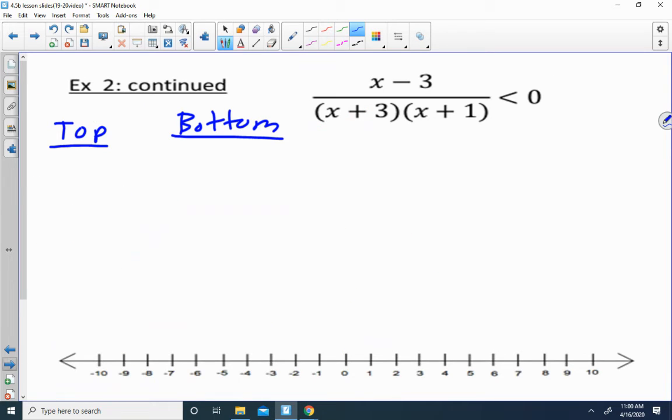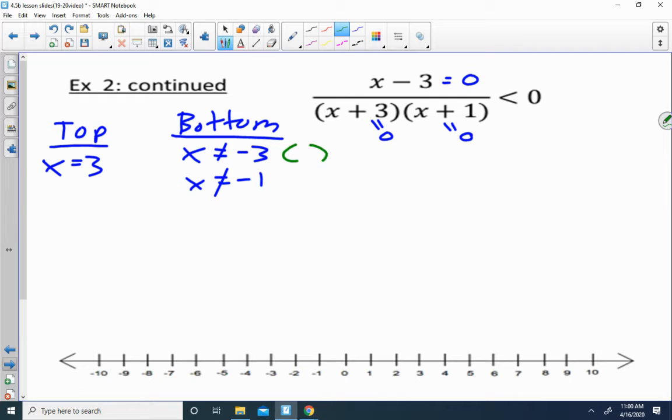Sorry about that. Okay, so the top equal to 0. That's going to give you x equals 3. For the bottom, you got two parts that need to be set equal to 0. So we're going to have two bottoms. We're going to have negative 3 and negative 1. And as always, those cannot be equal, for the bottom to be 0, so open parentheses. Now for the top, however, the top will have parentheses depending on our inequality. And our inequality is strictly less than, which means open parentheses.